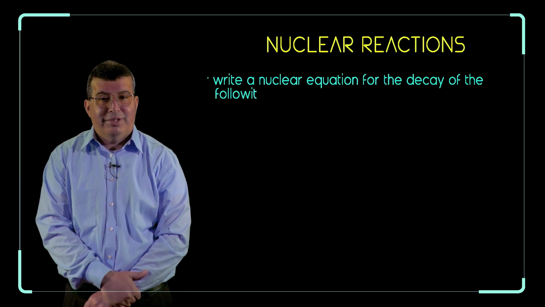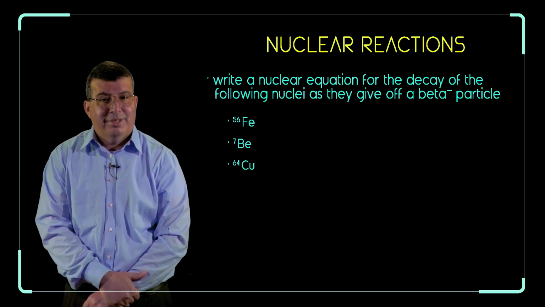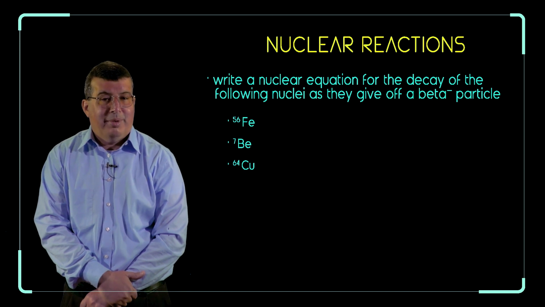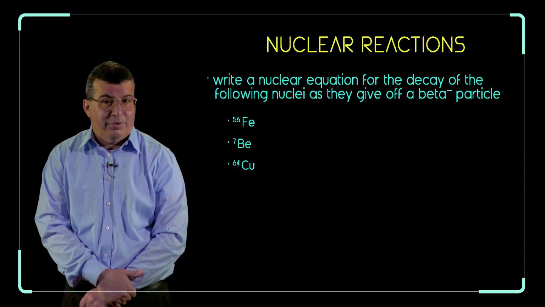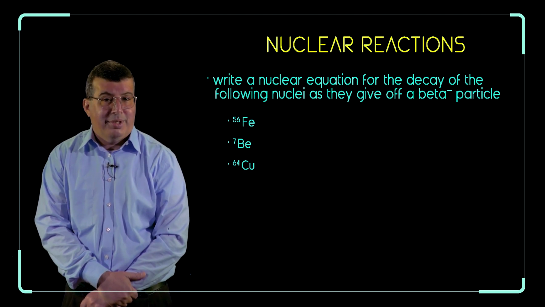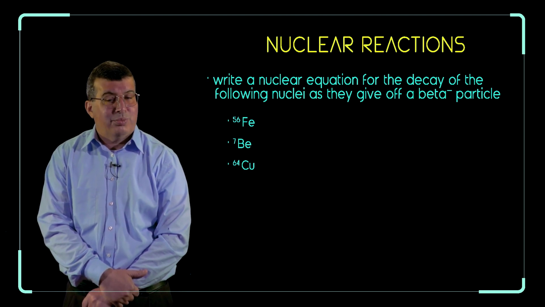Now, I would like you to please write a nuclear equation for the decay of all of the following nuclei as they give off a beta minus particle: iron 56, beryllium 7, and copper 64. So write an equation for what these nuclei become after they give off a beta minus particle. Remember what beta minus decay is. Remember that it is a neutron becoming a proton and giving off an electron. So I'd like you to please pause and work on this and hit play when you're ready to see me work through it.